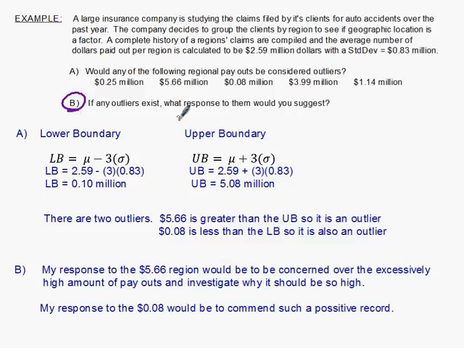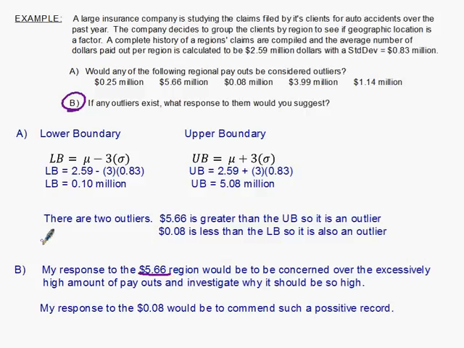If any outliers exist, what response to them would you suggest? This is actually a fantastic question because it's why we do statistics. We have identified these. What does that mean for this insurance company? So my response to the 5.66 region would be to be concerned over the excessively high amount of payout and investigate why it should be so high. Like, what's going on in this region? That's why we're doing this.